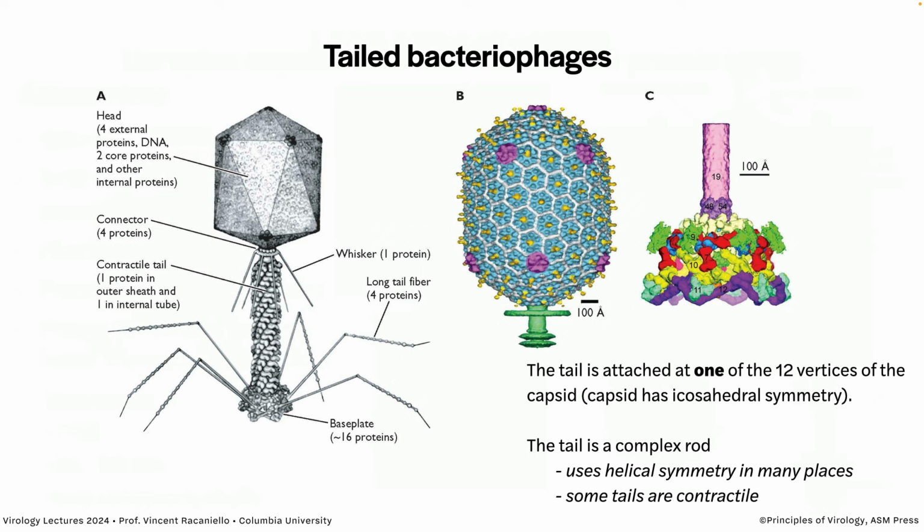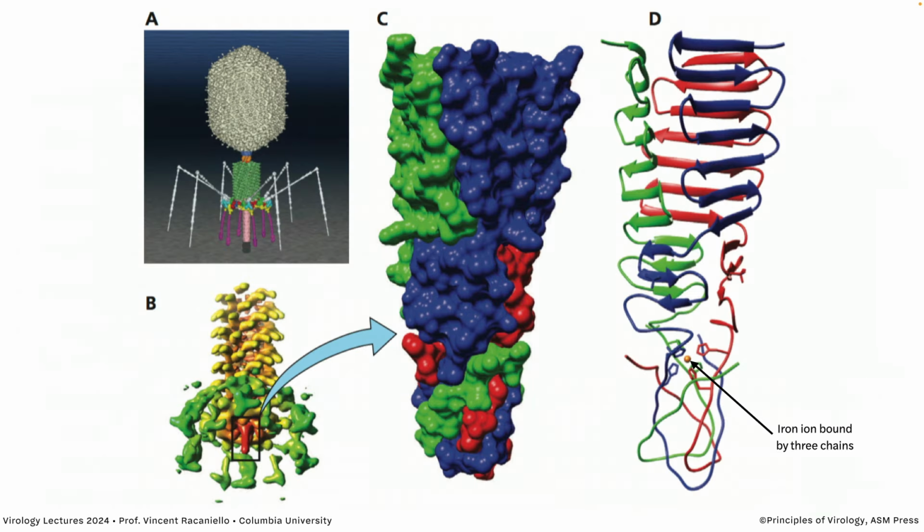And then at the bottom, there's a base plate, and that's where the phage will attach to the bacterium, and it's wider than the tail, and has a feature that allows piercing of the bacterial membrane. So this is another version of the bacteriophage structure.